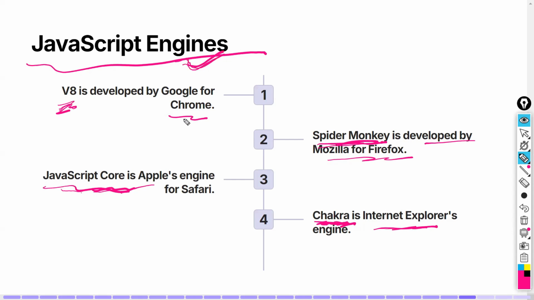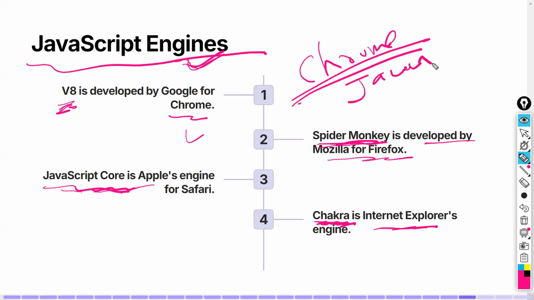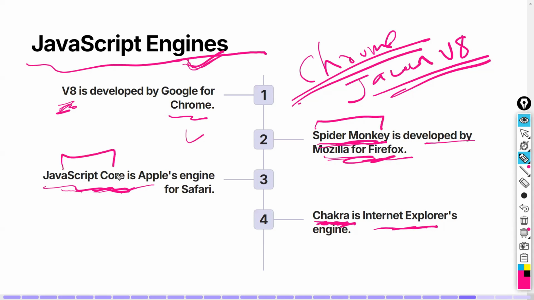Okay, these engines are embedded in the browser itself. So our Chrome browser can directly execute our JavaScript code because it has the V8 engine. And if somebody asks you which engine executes JavaScript code in Mozilla Firefox, what is the answer? The answer is SpiderMonkey. I hope you are getting this.